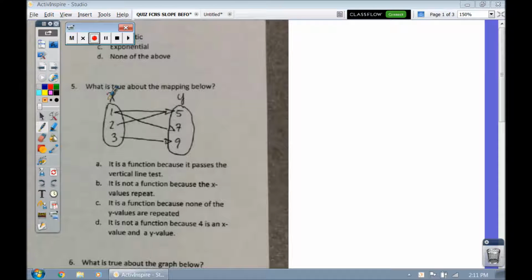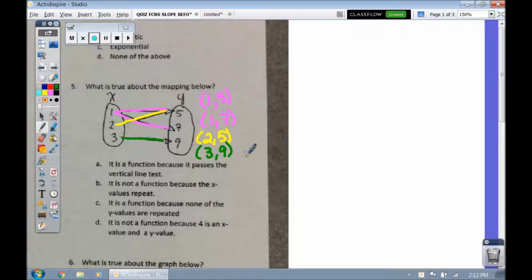Question 5, what is true about the mapping below? If you don't like the way this looks, make coordinates. Remember, the arrows just tell you how to put these coordinates together. So this arrow right here, 1, goes with 5. So 1, 5. And then we're going to do this one here. 1 also goes with 7. So 1, 7. And then we have, I'll use a different color here, 2 goes with 5. We'll have 2, 5. And then our last one, 3 goes with 9, 3, 9.